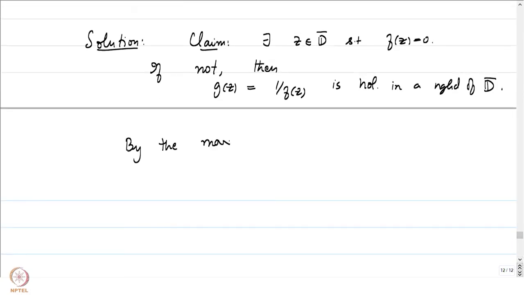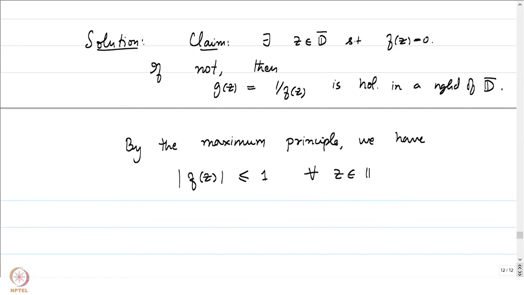Now, by the maximum principle, we have the absolute value of f of z is less than or equal to 1 for all z in the unit disk. Because the absolute value is less than or equal to 1 on the unit circle, everywhere in the interior the absolute value is less than or equal to 1.